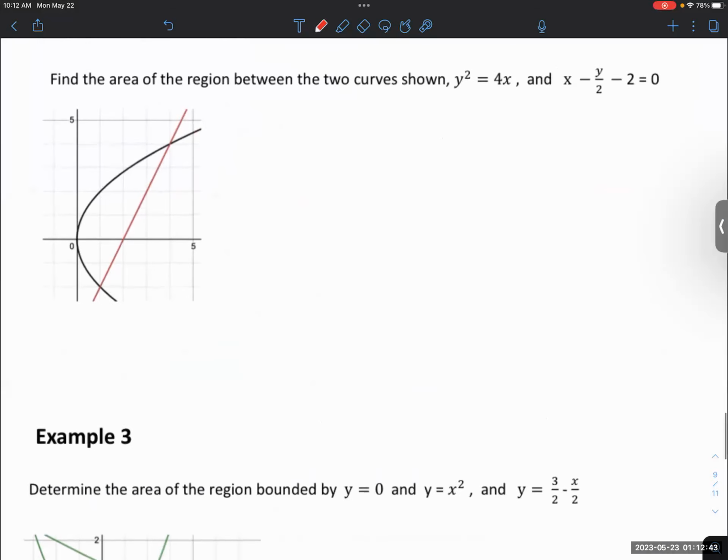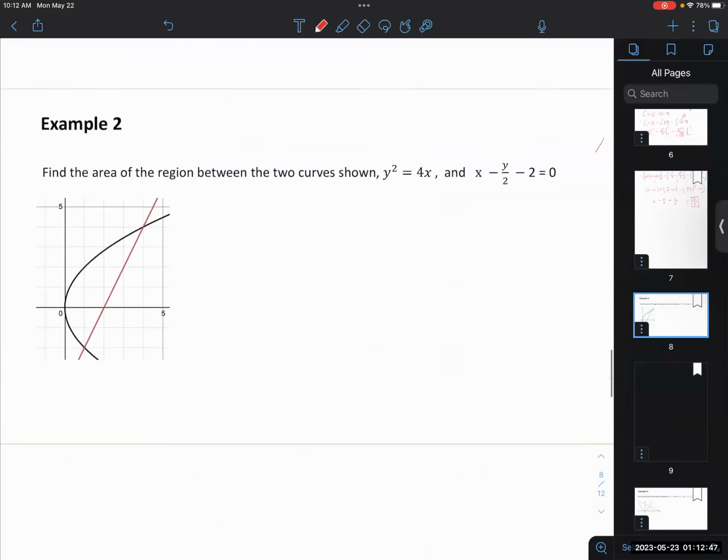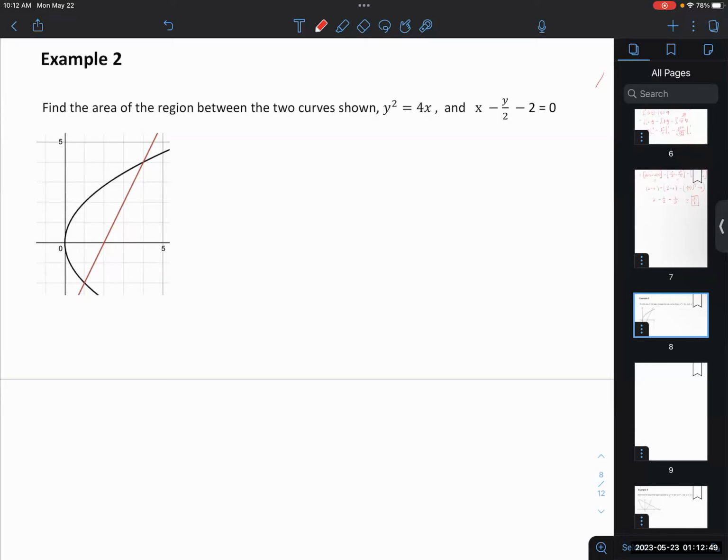So number 2. Definitely I'm going to need some space. So let's take a look at it. Find the area between 2 functions. One is a quadratic, another one is linear. So we know that one is y squared equal to 4x. Another one is x minus y over 2 minus 2 equal to 0.